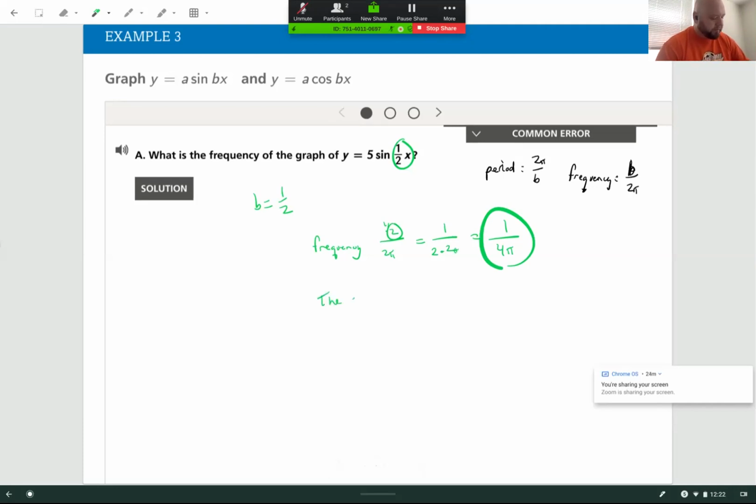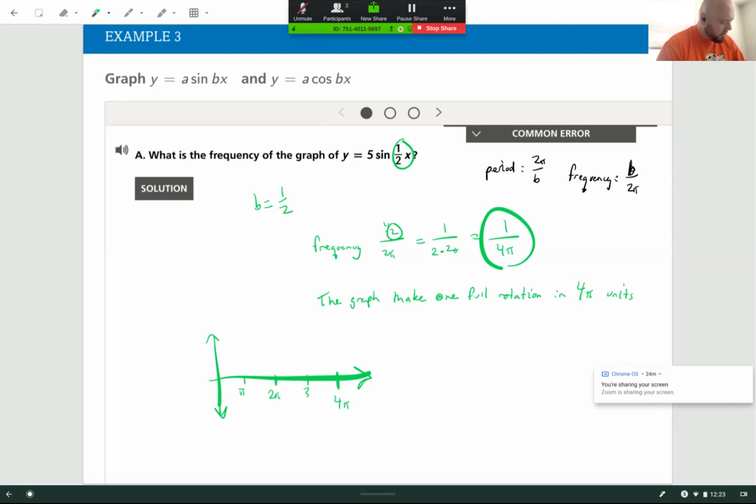the graph makes one full rotation in 4 pi units. So if we were sketching this, if we were making an x-axis, out here it would be 4 pi, halfway of that, the midpoint would be 2 pi, we do 1 pi and 3 pi. Our amplitude is 5, so we're going to go up to 5 and down to -5.